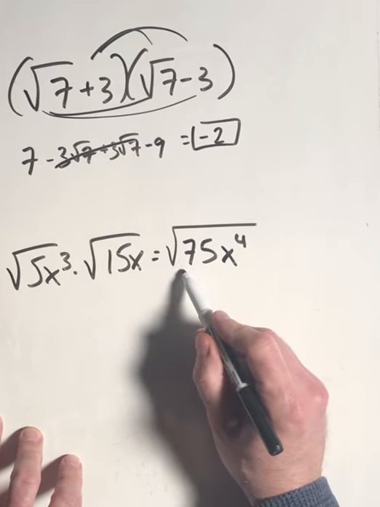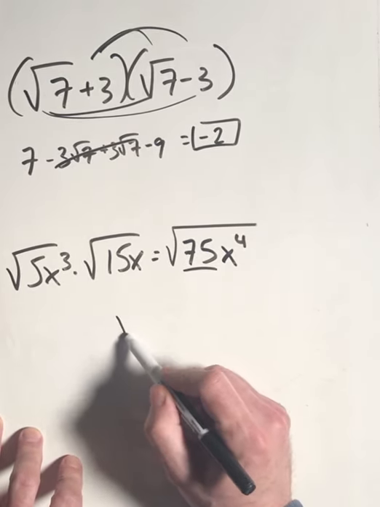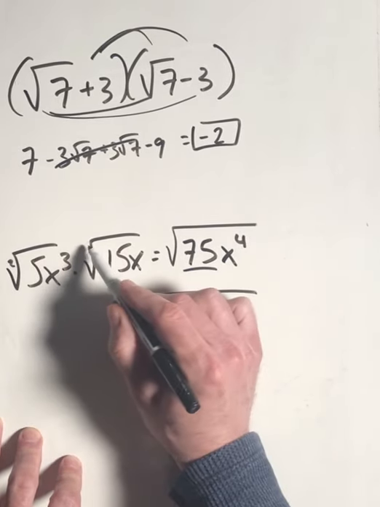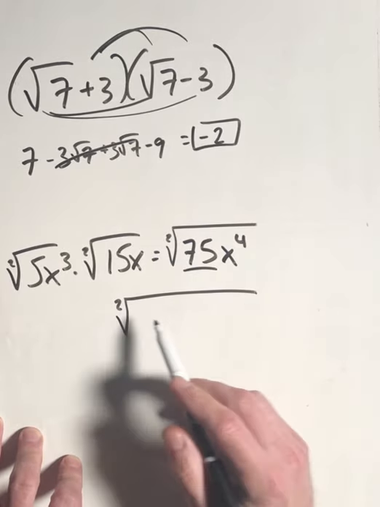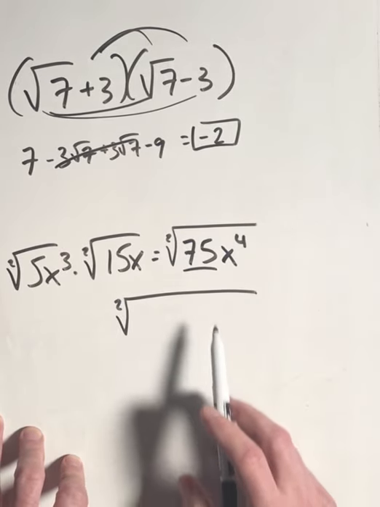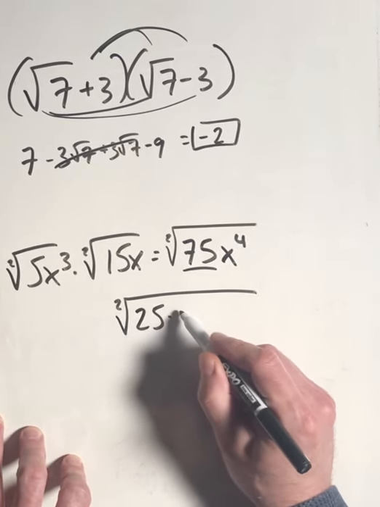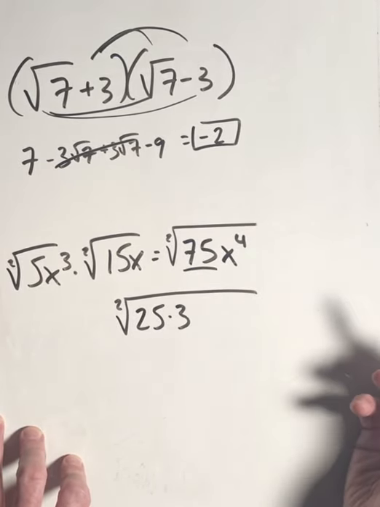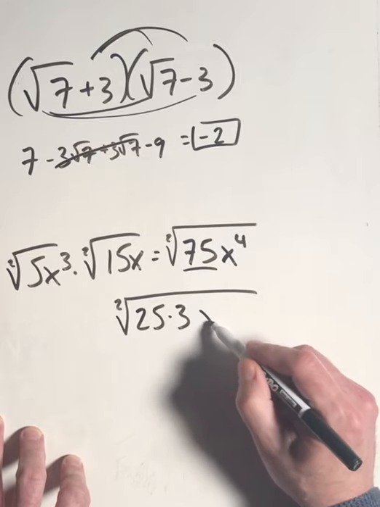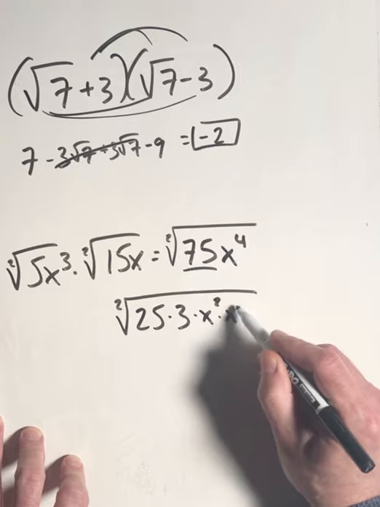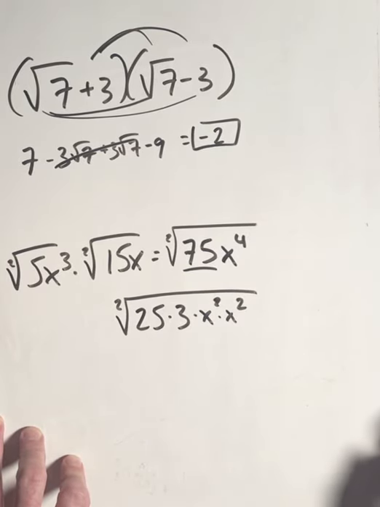I'm going to simplify the coefficient by looking for perfect square factors. Again, my index here is 2, because this is a square root. So I'm looking for two groups of factors, so I'm looking for perfect squares. So I know that 25 times 3 is 75. And then I really can break this up, the x to the fourth, into x squared times x squared.